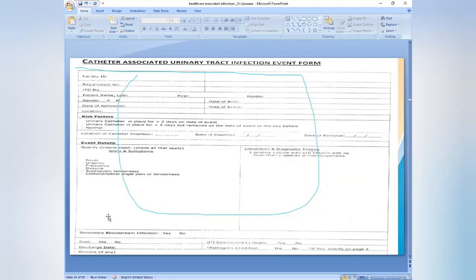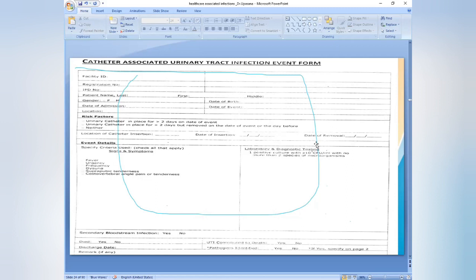Talking about the brief, how do you catch catheter-associated urinary tract infection event form? If any patient has been labeled as CAUTI, what are the prerequisites? How is the form to be filled? Completely, with the patient's ID, the date of event, when the patient was admitted, what is the date of event? Is it exactly up to 48 hours when you are labeling it? For how many days was it kept? It was more than 2 days.